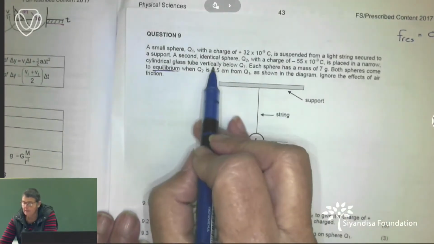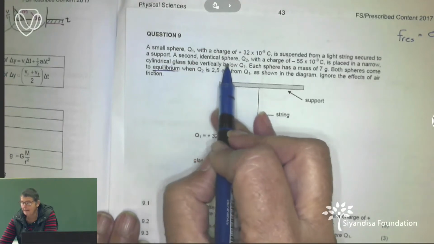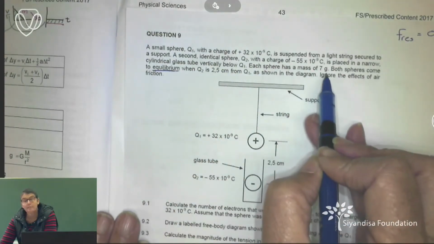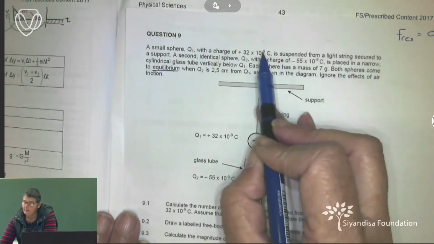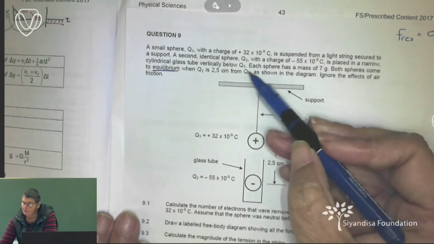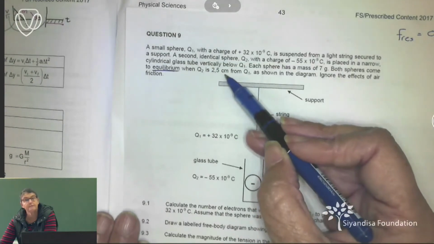Be very careful when they say a second identical sphere. All they mean by the identical sphere is that the shape's the same and the mass is the same. Remember, the charges can be different. Okay? Right. So they've given us 2 charges here, and they have told us that the distance when they are in equilibrium is 2.5 centimeters.